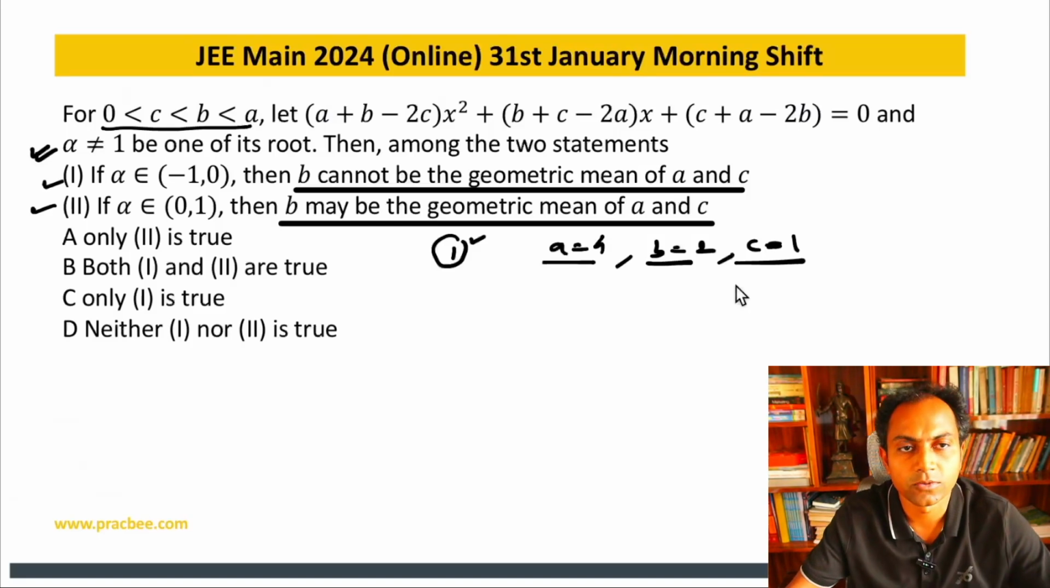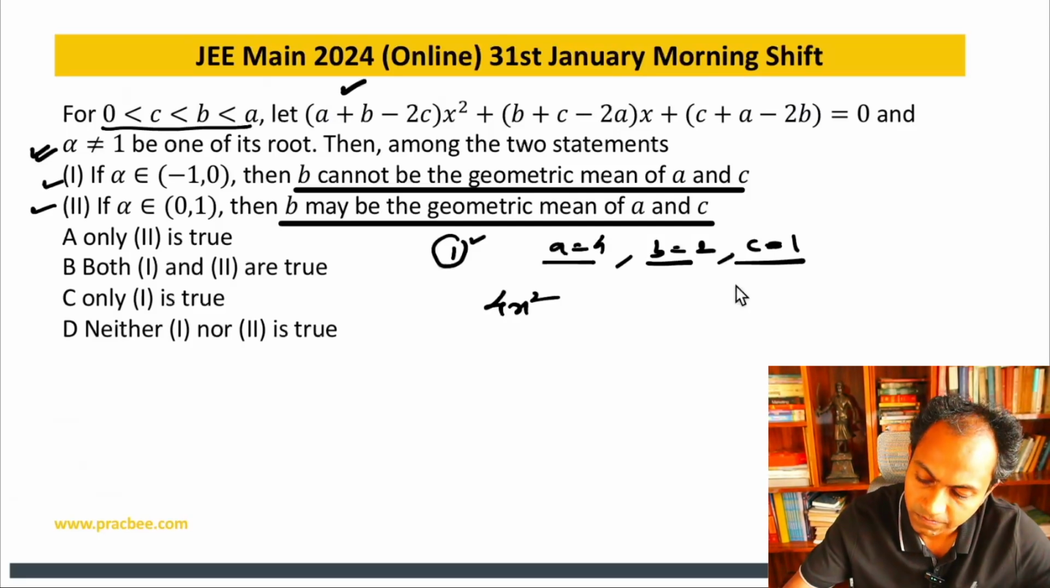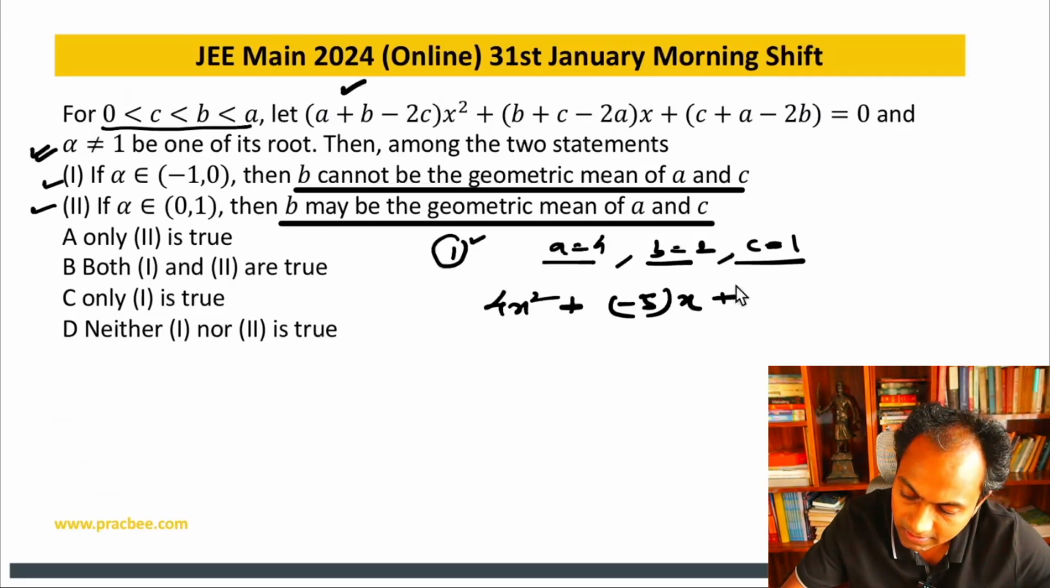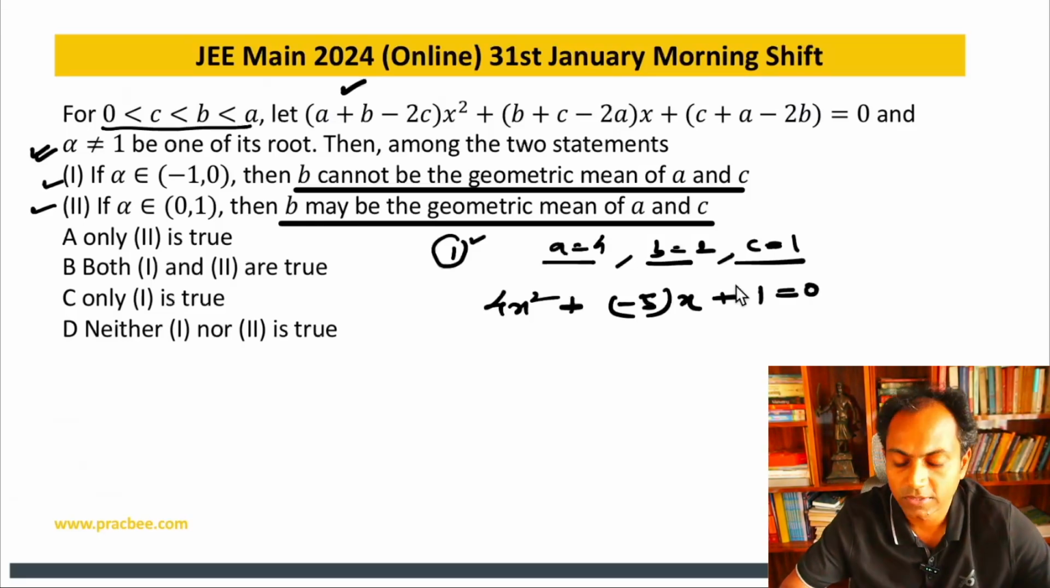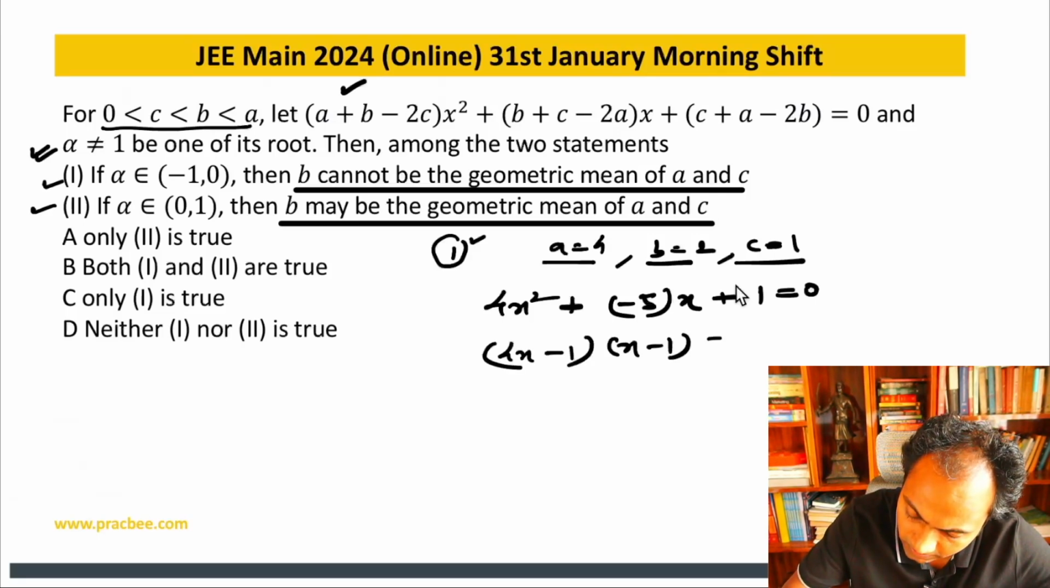If I consider these values, you can see A plus B minus 2C: A plus B will become 6, minus 2 will become 4. So your coefficient of the first part becomes 4. Plus in the second part, B plus C will become 3 minus 8, that will become minus 5 times x. And ultimately the constant part, A plus C, so 5 minus 4, becomes 1, equal to 0. This is what is given to us. Now you can see that this can be easily written as 4x minus 1 into x minus 1 equal to 0.